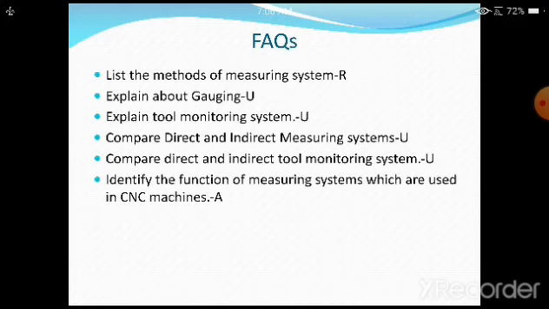So this is how the two important types of tool monitoring systems are used in CNC machines. As per the discussions, we need to understand what important questions are expected in the examinations. List the methods of measuring system, that is what we have discussed, direct and indirect. Explain gauging, which we also discussed. Explain the tool monitoring system, what is its meaning. Compare direct and indirect tool monitoring systems. Identify the function of a measuring system used in CNC machines.